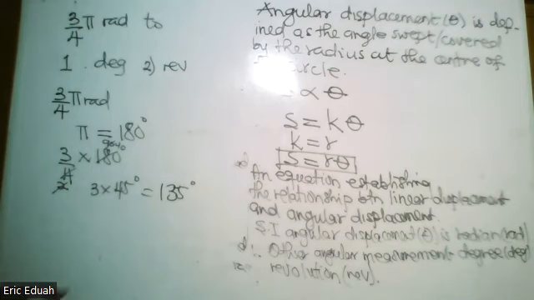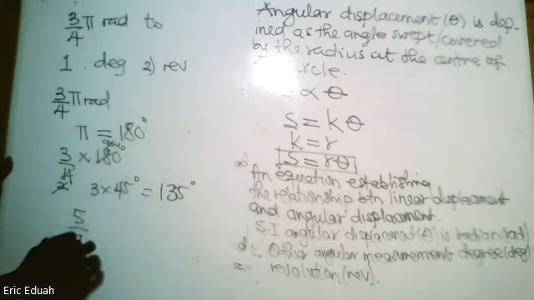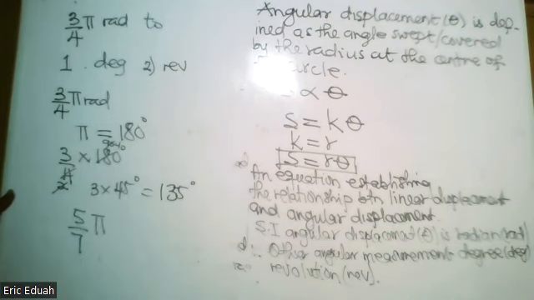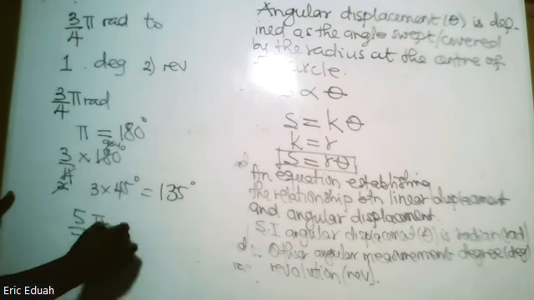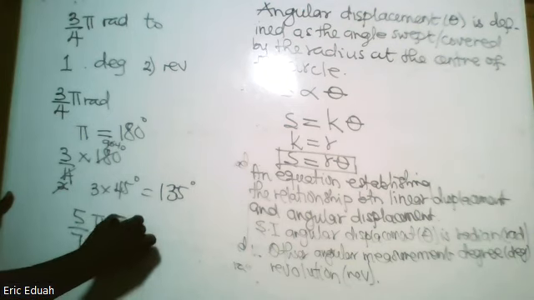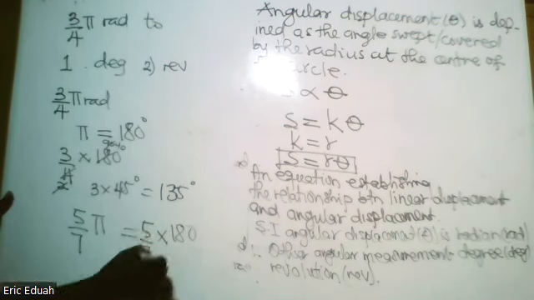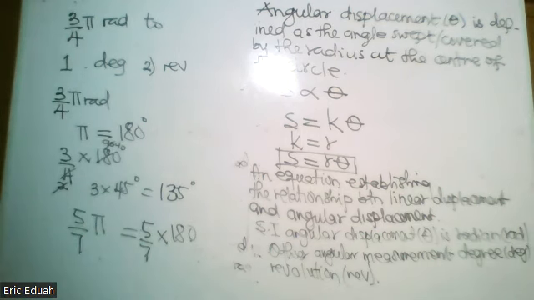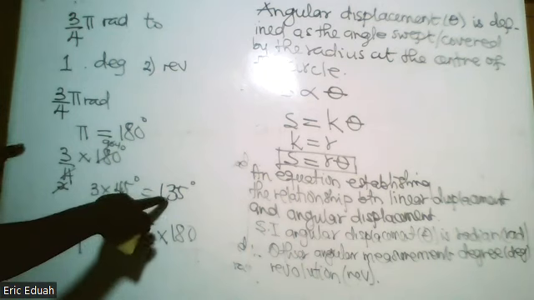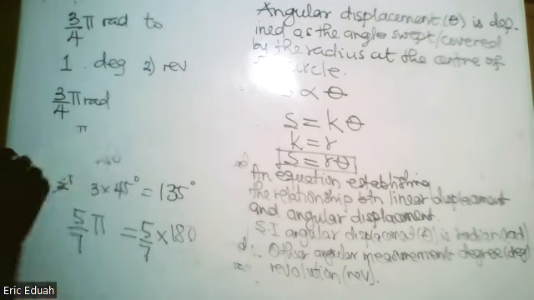Okay. In the same way, assuming I'm given 5/7 pi radian to convert to degree, I know pi is equivalent to 180 degrees. So 5/7 by 180. Then multiply 5 by 180 and divide by 7. You are there. That's the trick. Okay. So if you got 135, mark yourself correct.